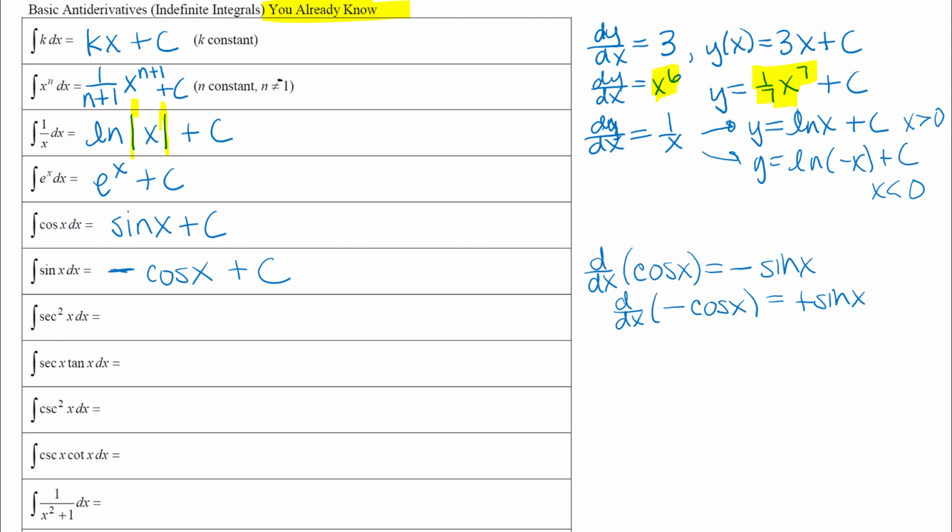All right, you should also know a function whose derivative is secant squared of x. That's tangent of x. Derivative of tangent of x is secant squared of x. So that gives me an antiderivative I know. The derivative of secant x is secant x tangent x. So this antiderivative is also one I just know. If I know a derivative, then I know an antiderivative.